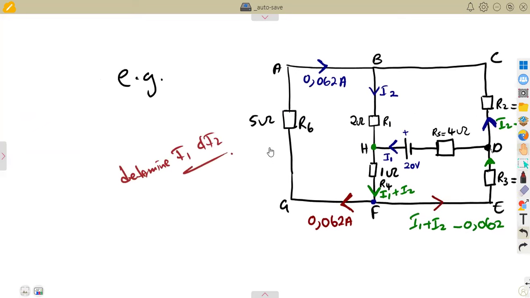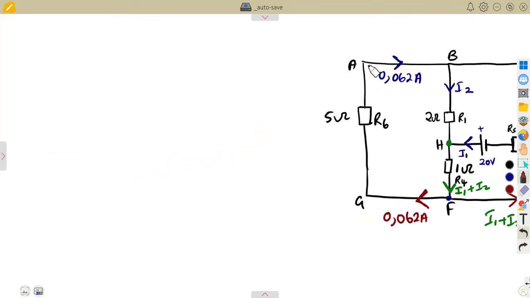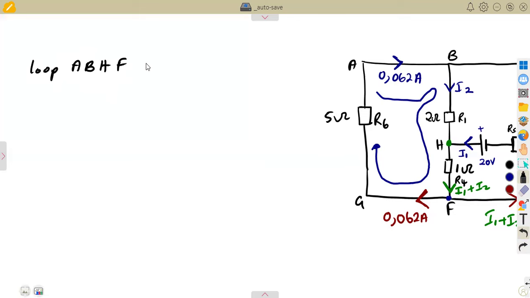Remember, we want to calculate I1 and I2. So I'm going to consider this loop here, this loop A, B, like that. I'm going to consider the loop from A to B, to H, to F, there to G, like that, back to the point A. This is the loop that I'm going to take. The way that you take your loop is in your hands. So I'm going to consider loop A, B, passing through H, passing through F to G and back to A.